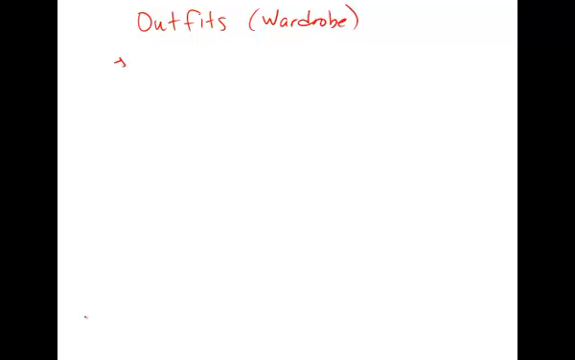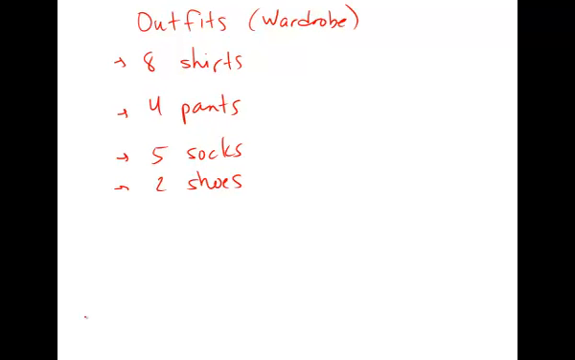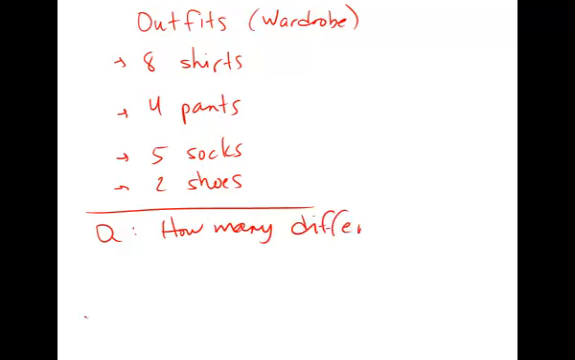And in my wardrobe, I have 8 shirts, 4 pairs of pants, 5 different kinds of socks, and 2 pairs of shoes. So then the question we could ask is, how many different outfits could I wear? This is a classic example of the fundamental counting principle.